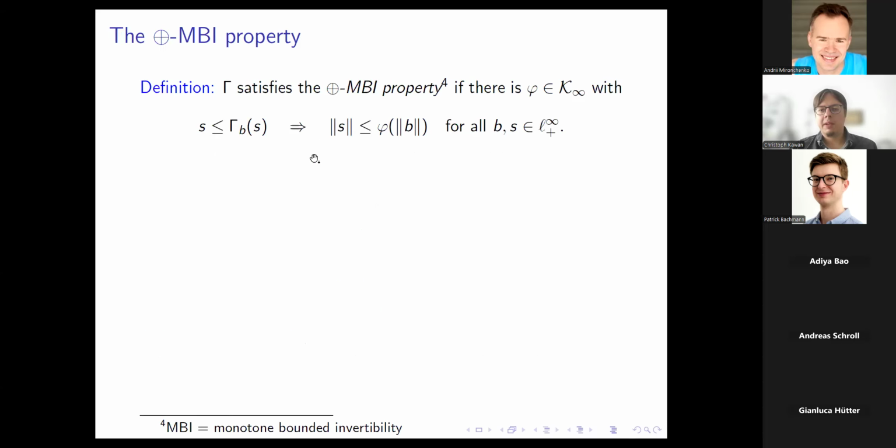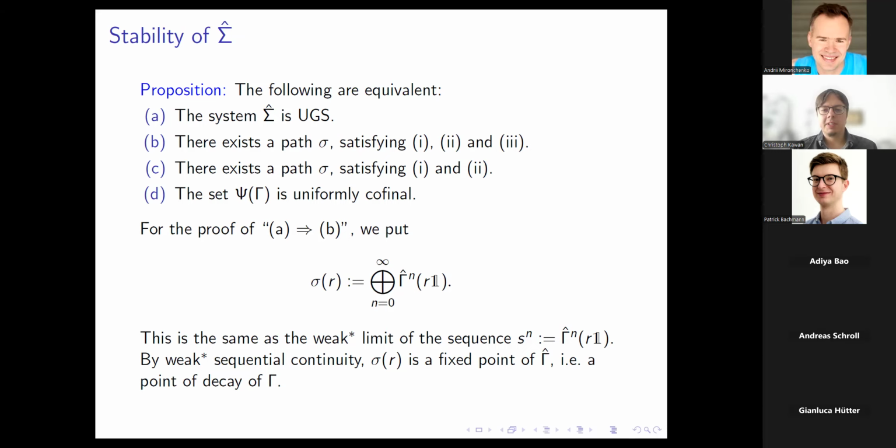Let me think a little bit how to get from this slide to the next one. Well, okay, we have not yet a path of strict decay here because the continuity is missing. And if we look at those properties A or D, saying that the system is UGS, how do you verify that?